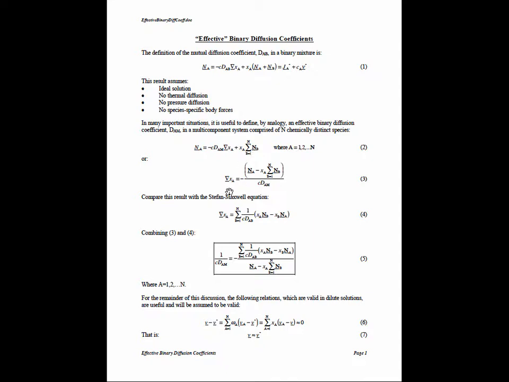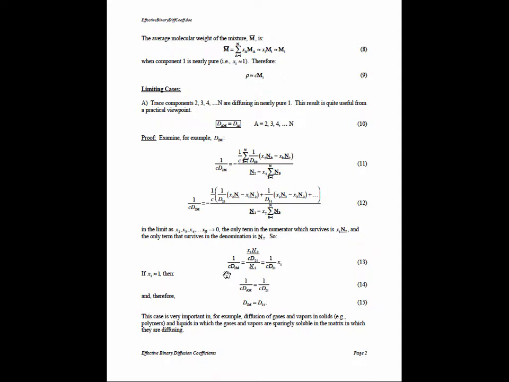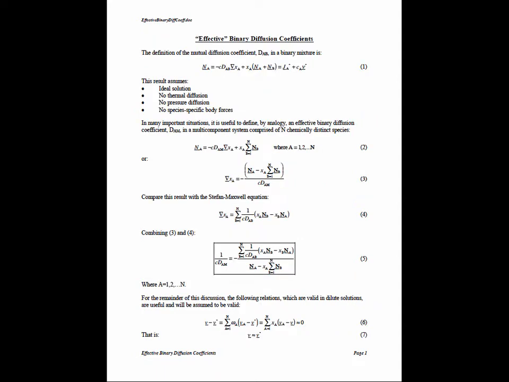We can then write the gradient in composition of A as shown here by an algebraic rearrangement of this result, and we can compare that result to the Stefan-Maxwell equation that we've just gone through, and we can then identify these effective binary diffusion coefficients in terms of the fluxes and the diffusion coefficients of A and B.